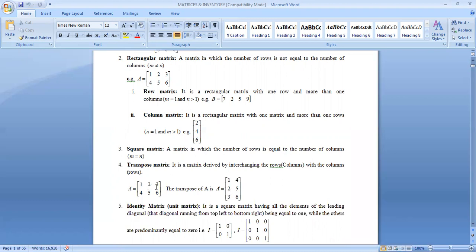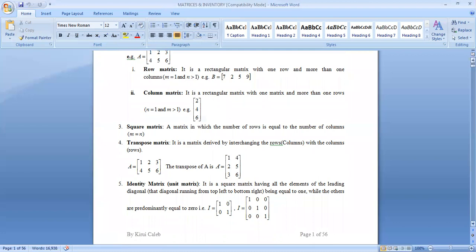So the row 1, 2, 3 is now changing to be the column 1, 2, 3. The row 4, 5, 6 is becoming the column 4, 5, 6. That process of changing the rows to be the columns in a matrix is what we call the transpose. And the matrix that comes out is called a transpose matrix.